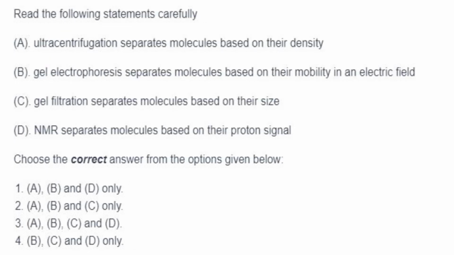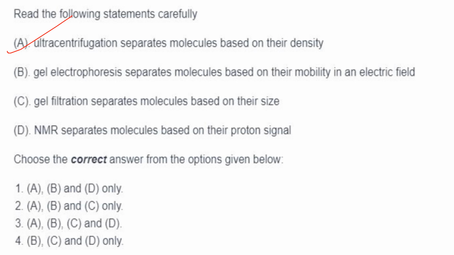Then read the following statements carefully. Ultracentrifugation separates molecules based on their density. Yes, based on their size and density, ultracentrifugation separates. Gel electrophoresis separates molecules based on their mobility in an electric field. That is also correct. Based on their size and charge, using an electric field, gel electrophoresis separates molecules.